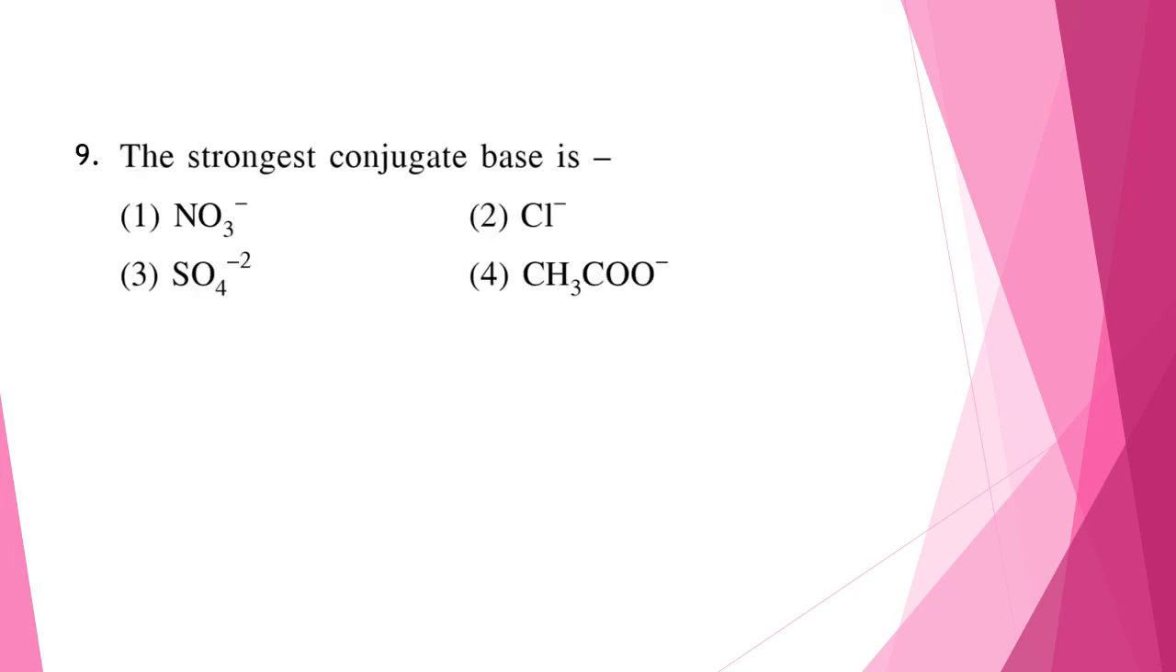Question 9. The strongest conjugate base is. Now the question is conjugate base. That means the acid which is the least acidic will provide the strongest base. So among the given options, CH3COOH will be the weakest acid. Therefore, CH3COO negative will be the strongest conjugate base. So the correct answer is option 4.